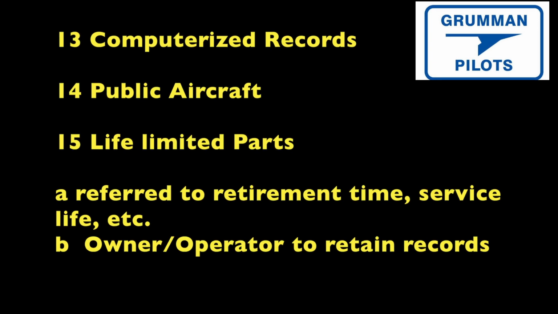And as we get to the end of the document, we run into computerized records. The FAA doesn't have anything to say about them other than it's the owner's operator requirement to have copies of those. Also say that if you buy public aircraft, one owned by a city or a state, then it may not meet the requirements of the FAA, and therefore you should use some caution when buying that aircraft.